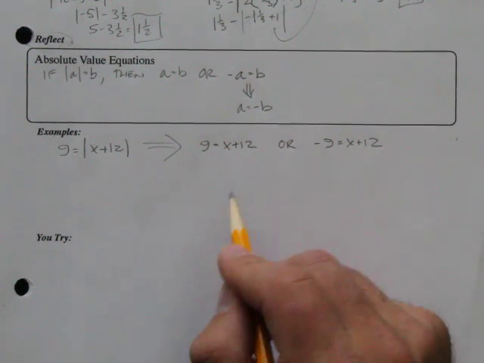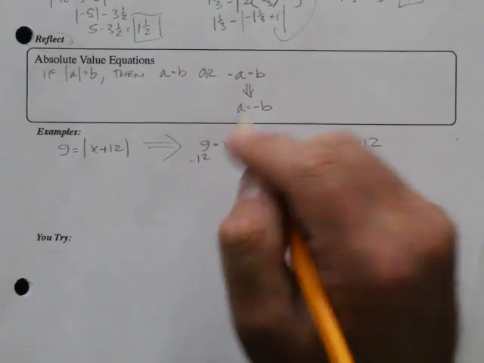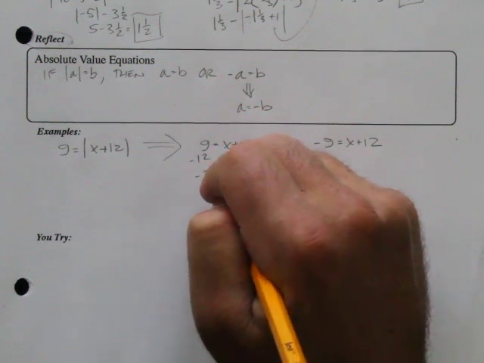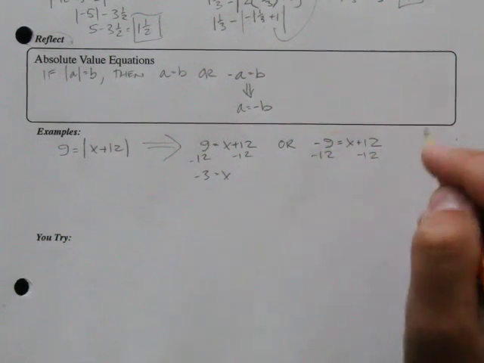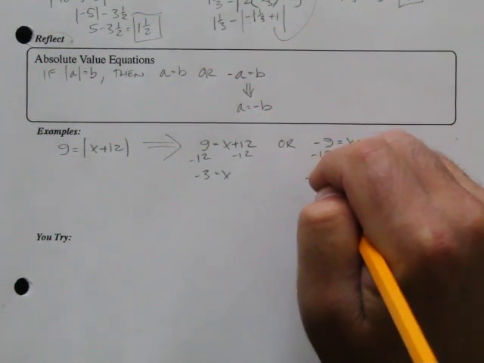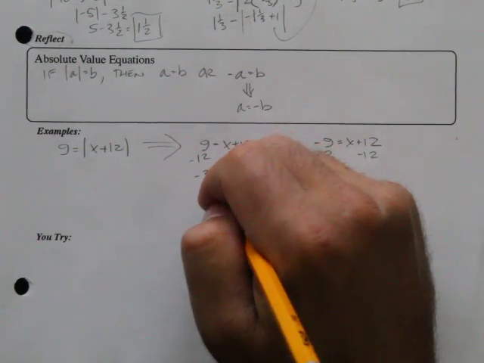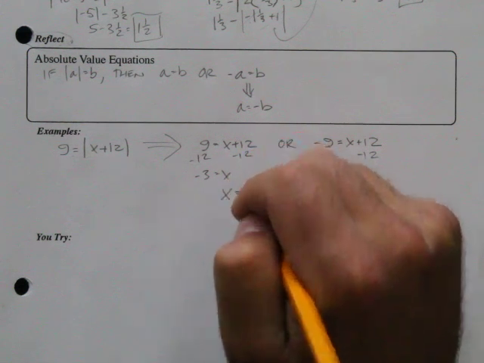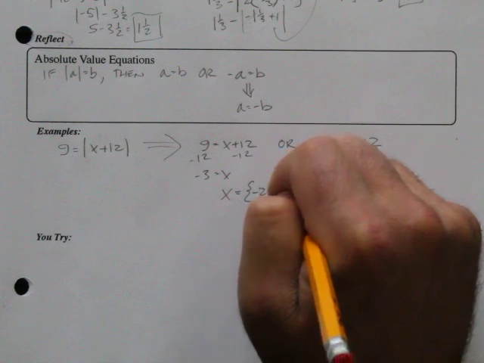And now I just solve as I normally would. I'm going to subtract 12 from each side of this one, and I get negative 3 equals x. I'm going to subtract 12 from both sides of this one, and I get negative 21 equals x. So my solution set here is x equals negative 21 and negative 3.